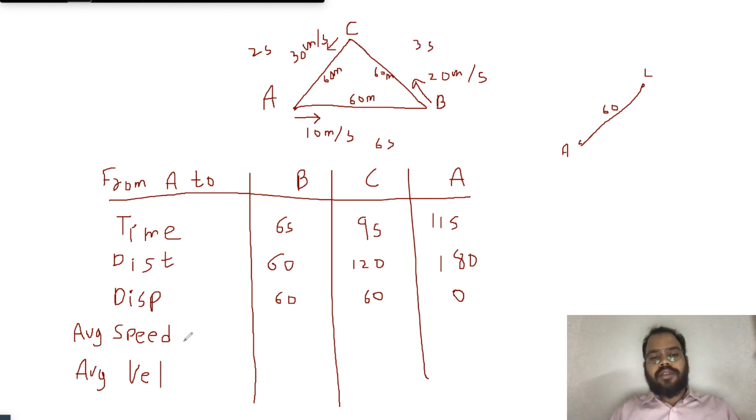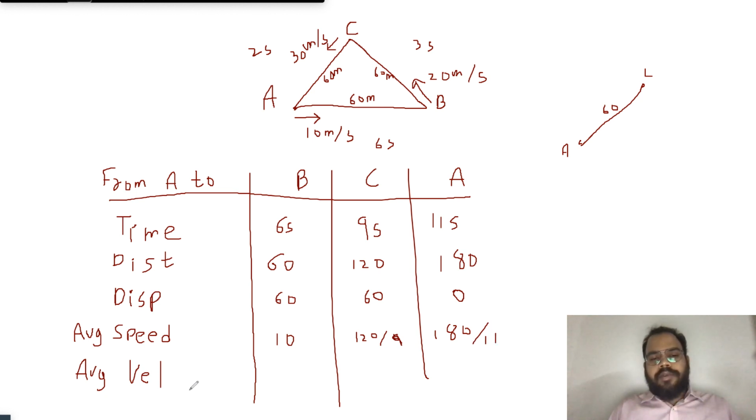Now we'll calculate average speed and average velocity. Average speed, by definition, is total distance upon total time. So for this it will be 60 upon 6, that will be 10. So my average speed is 10. In this case it will be 120 upon 9. I'll not simplify it, I'll just keep it as it is. You can write 40 by 3, but I will write it as 120 by 9. Then for A to A my average speed will be 180 by 11.